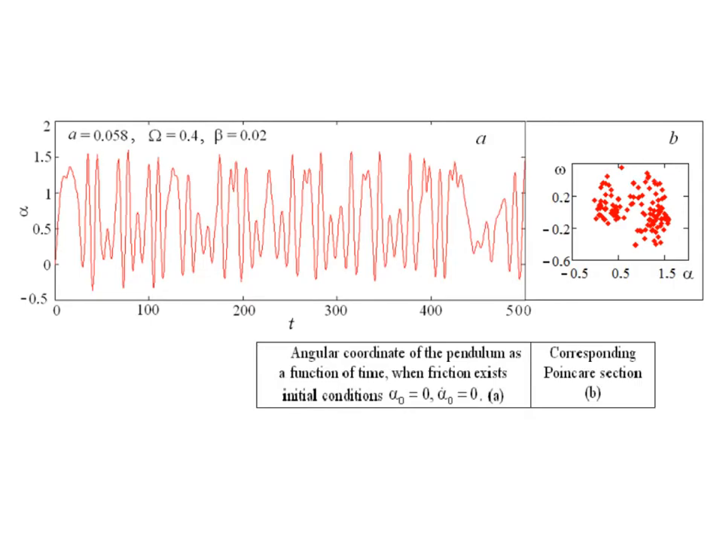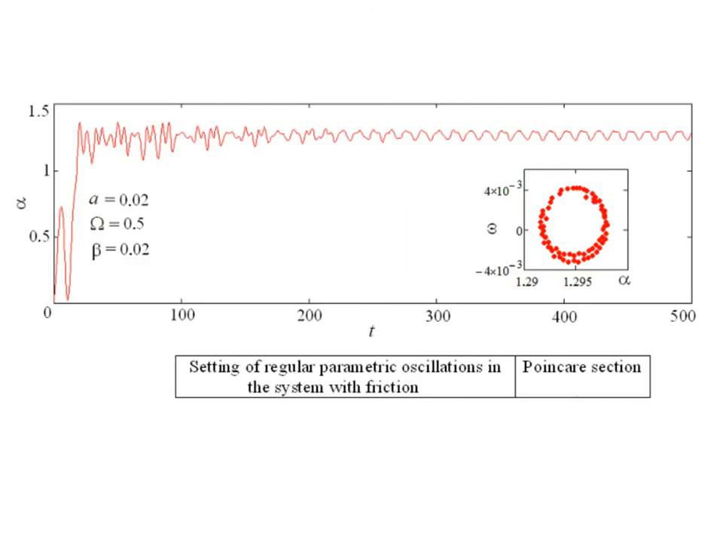The slide shows the angular coordinate of the pendulum as a function of time in the chaotic mode of oscillations and the corresponding Poincare section. The Poincare section has the form of unordered clusters of points, which is typical for chaotic oscillations.